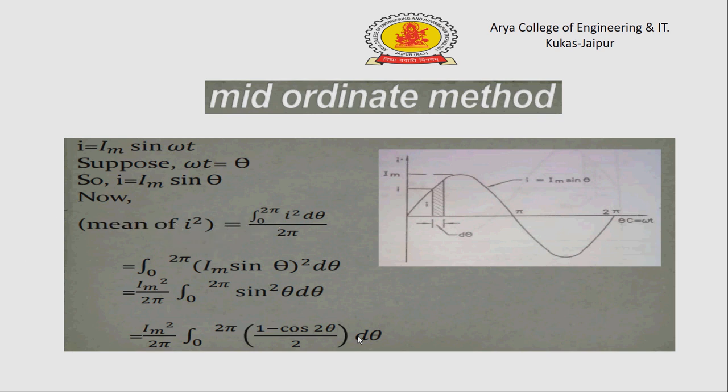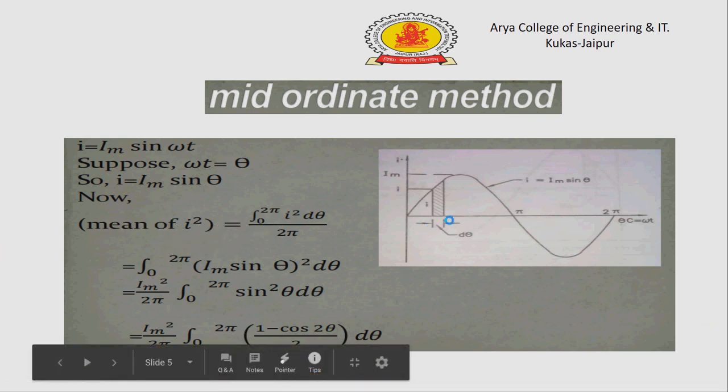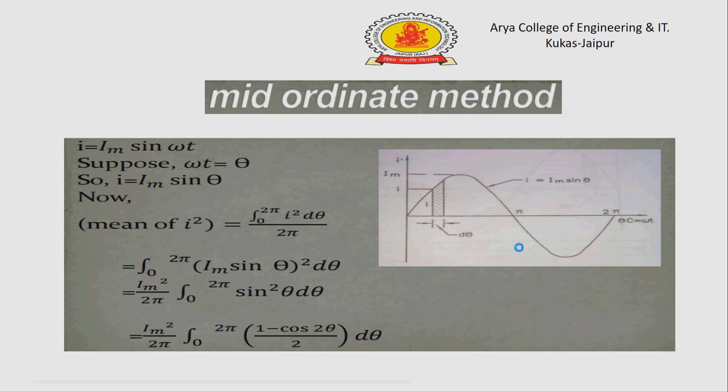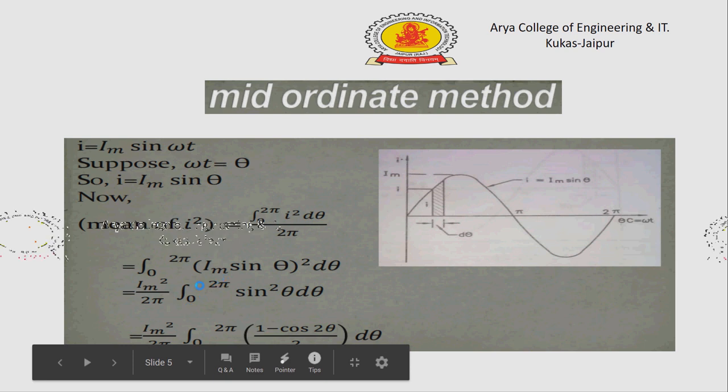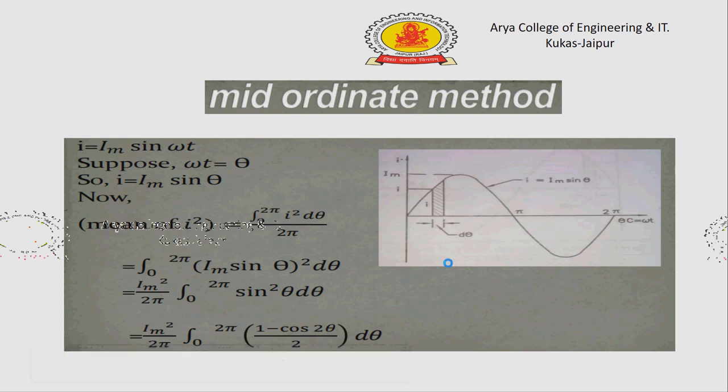For a sinusoidal waveform, I equals Im sin theta. Suppose omega t equals theta. That is the strip, and the area of that strip is I d theta. So I equals Im sin theta, and mean of square equals 1 upon 2 pi integral 0 to 2 pi of I square d theta, which is (Im sin theta) whole square d theta, then Im square upon 2 pi integral 0 to pi of sin square theta d theta, which is Im square upon 2 pi integral 0 to pi of (1 minus cos 2 theta) upon 2 d theta. We calculate this equation and find the RMS value of current for the sine wave.